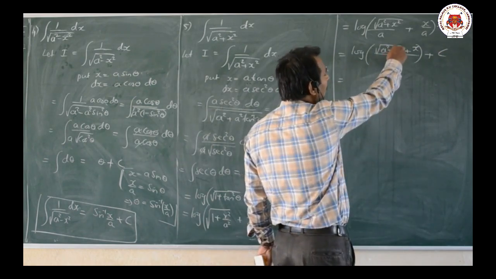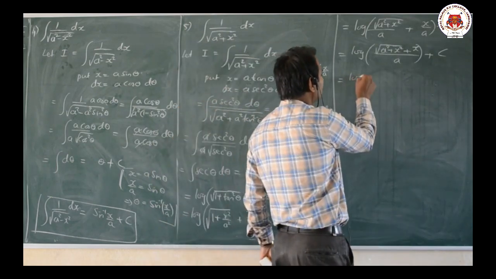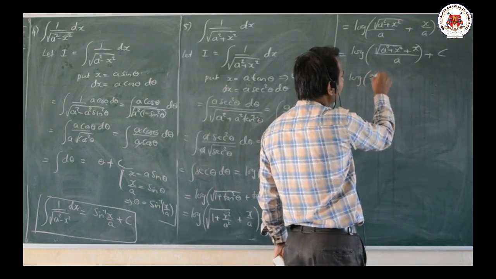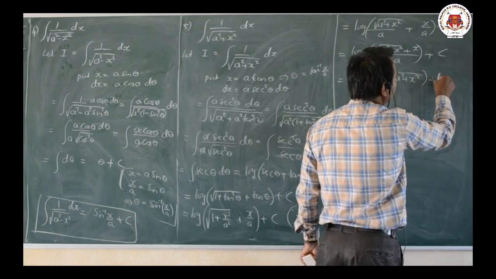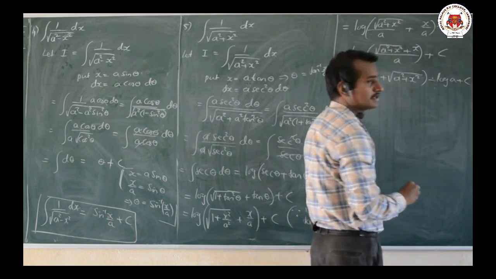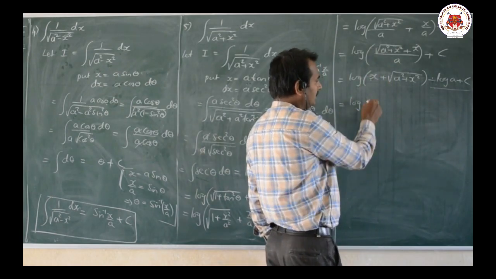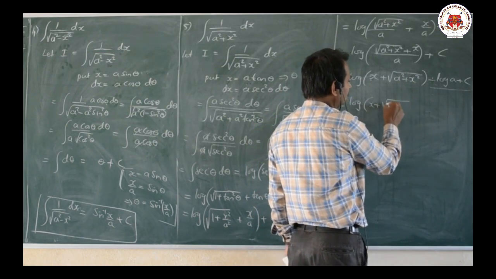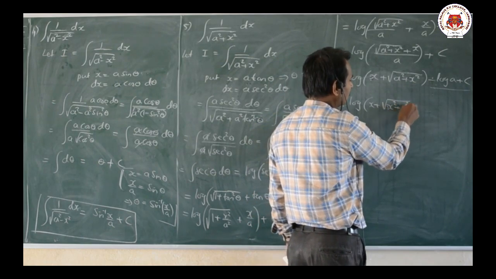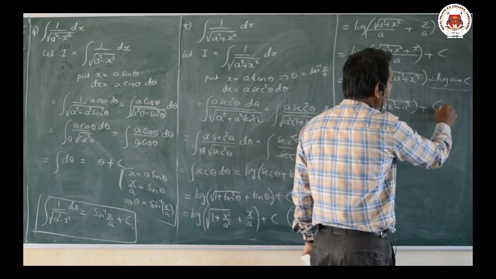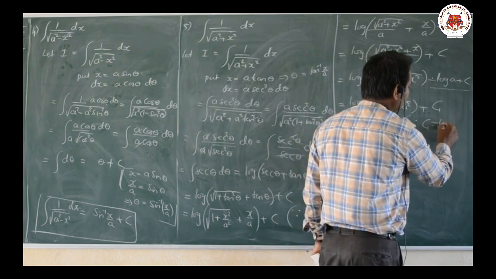Next thing, log a by b is log a minus log b. So what we get here is log of x, I will write first, x plus root of a square plus x square, minus log a plus integral constant c. This whole term together I can take as one integral constant, that is x plus root of, I can write it as a square plus x square, or you can write it as x square plus a square, plus an integral constant c, because c equal to minus log a plus c.